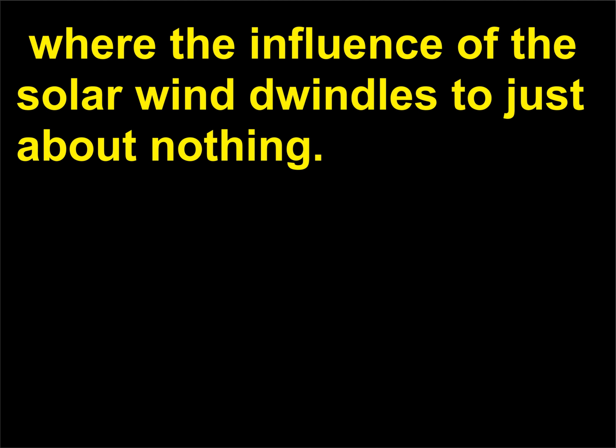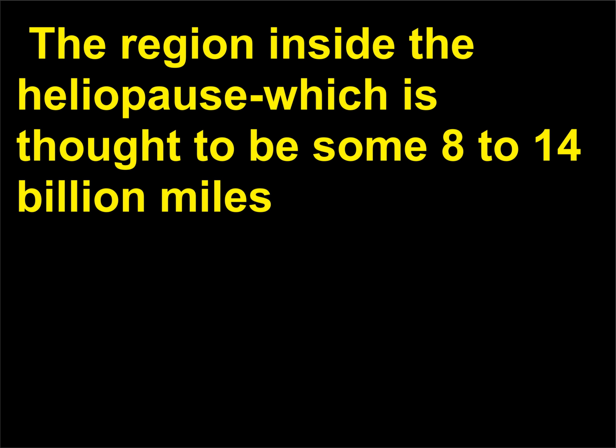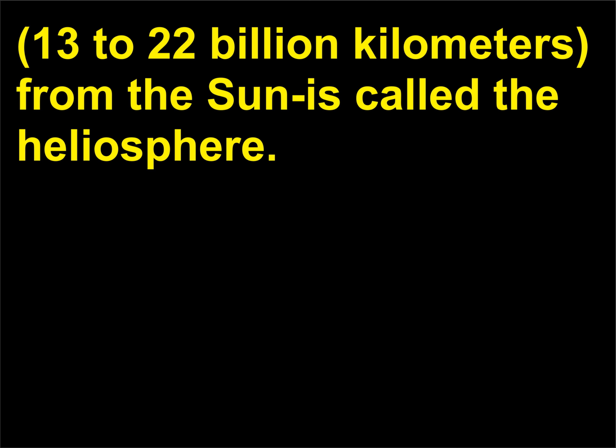There is a limit, called the heliopause, where the influence of the solar wind dwindles to just about nothing. The region inside the heliopause, which is thought to be some 8 to 14 billion miles, 13 to 22 billion kilometers, from the Sun, is called the heliosphere.